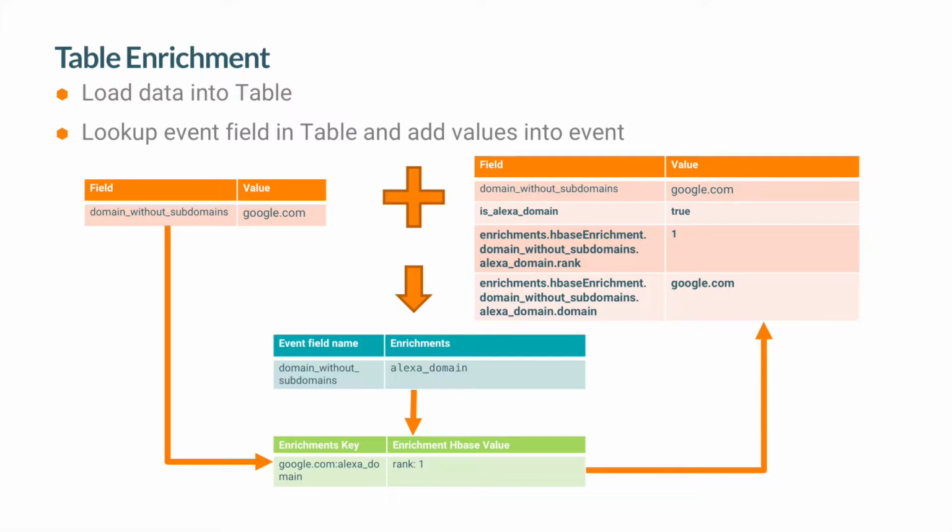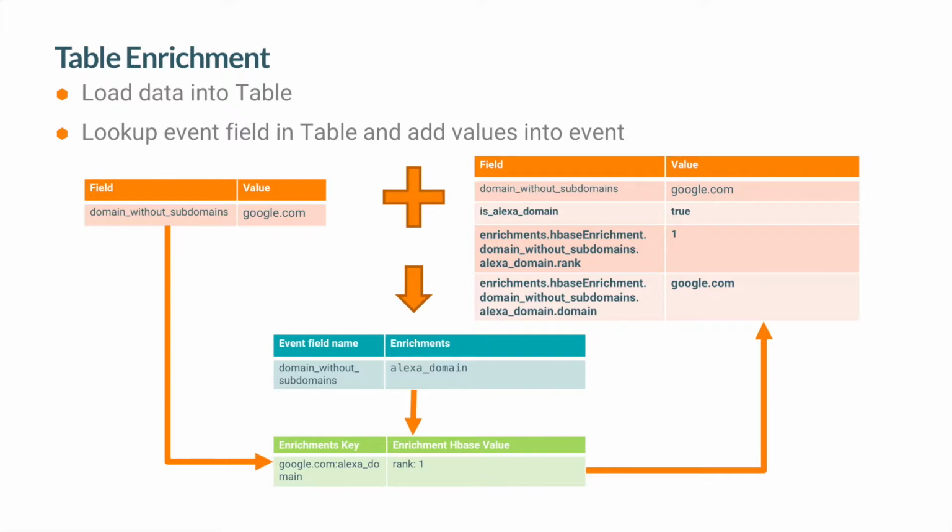Let's walk through how the enrichments work in Cloudera Cybersecurity Platform. First, we load the enrichments into a table. For this example, we're going to create a new enrichment, which is called Alexa domain. The Alexa domain is going to have a key, which is the name of the domain, and it's going to contain the value of the rank on the Alexa top 10K.